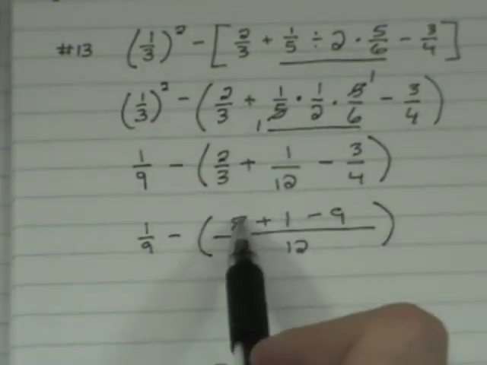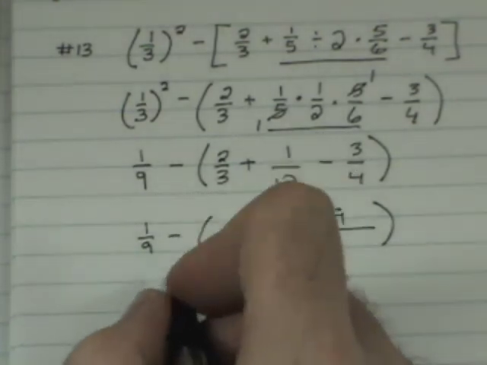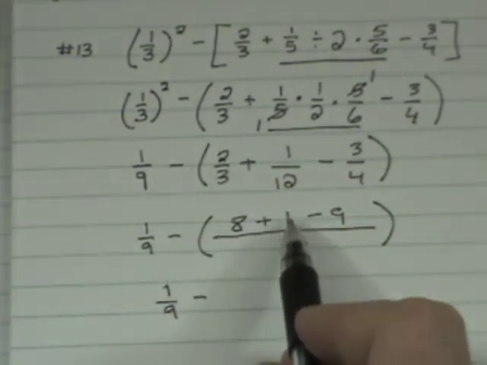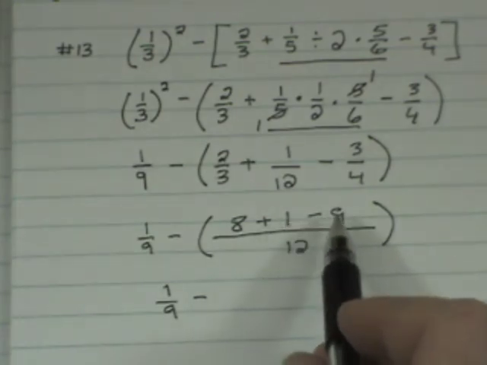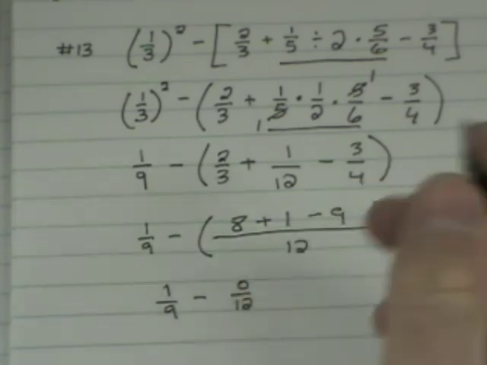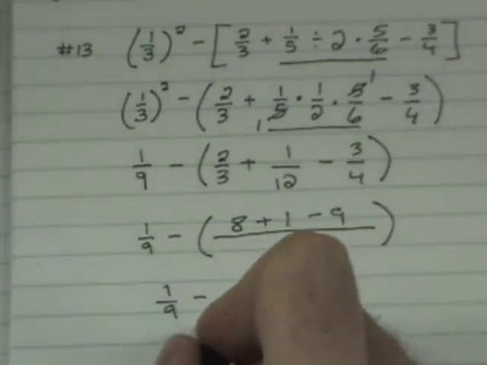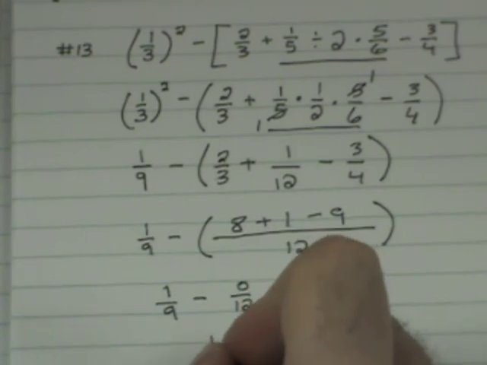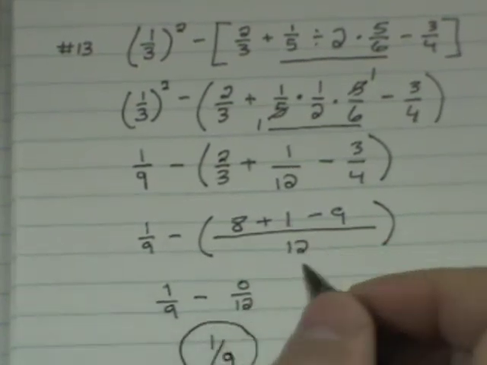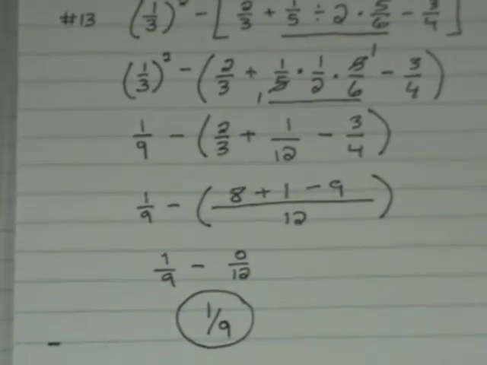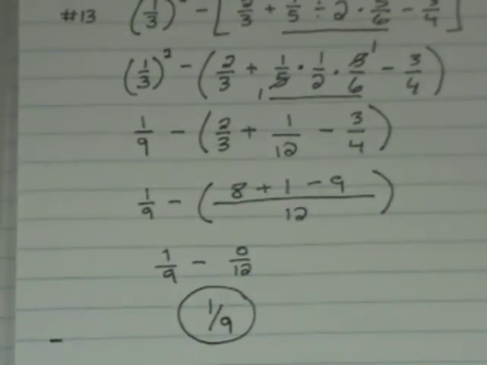Next step is to add those numerators and see where that takes me. This will be 1/9 minus 8 plus 1 is 9. 9 minus 9 is 0. So this would be 0/12, which is equivalent to 0. And so you would have 1/9, take away 0. Final answer is 1/9. Push up, and you can see that there, 1/9.